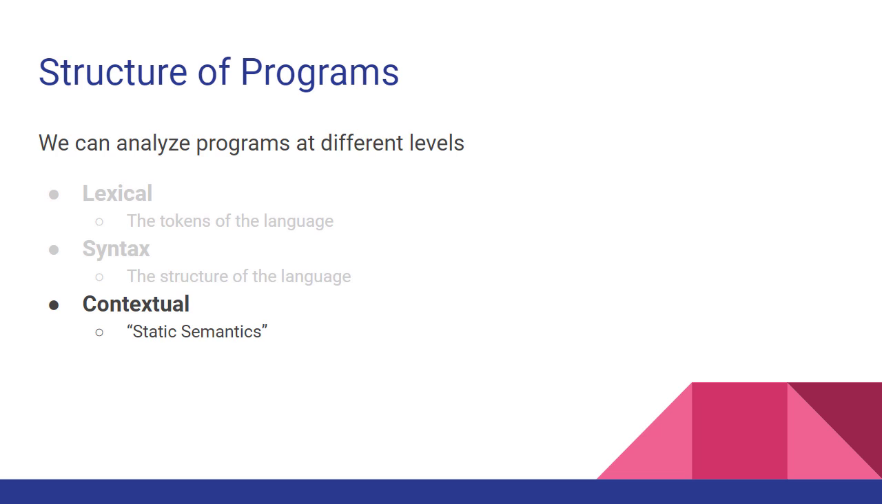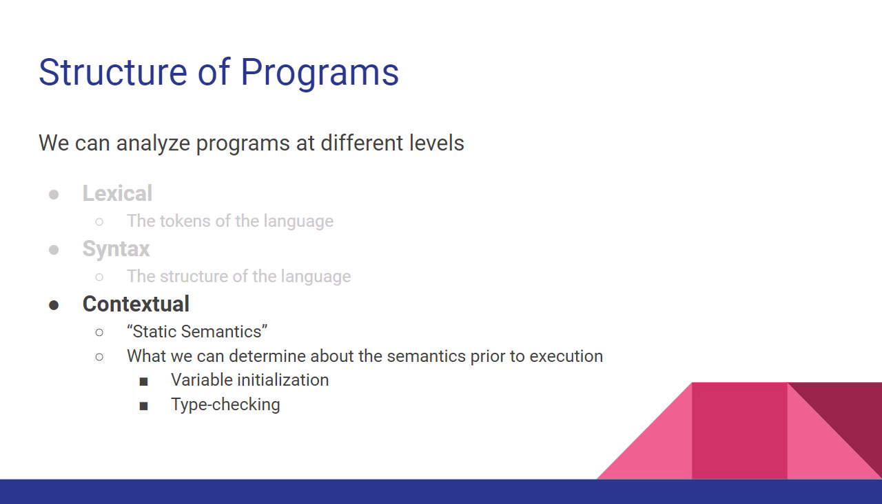The contextual level, you'll sometimes see referred to as the static semantics of a language. That's basically the things you can determine about the semantics prior to the program actually executing. So things like variable declarations, their types, how they're initialized, that sort of thing. You can determine that just from the code. So it's semantics, not syntax, but you can still evaluate it during compile time.